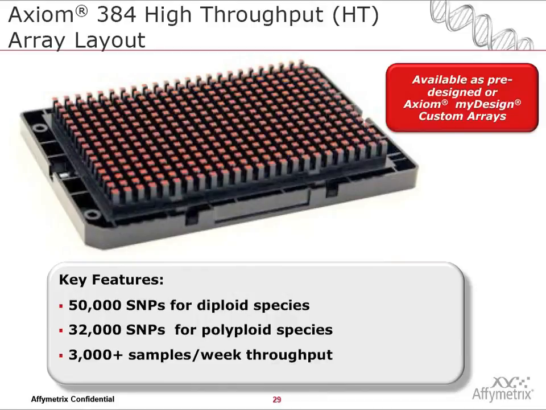And last, I want to talk about a new product that we're launching in a couple of weeks. This is the 384 array. I showed you 96. With the 384 array, there's a single array over here that allows you to interrogate 384 samples at the same time. You can have up to 50,000 SNPs for diploid species, 32,000 for polyploid, and you can go 3,000 samples per week for throughput.